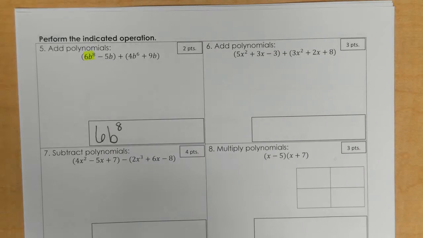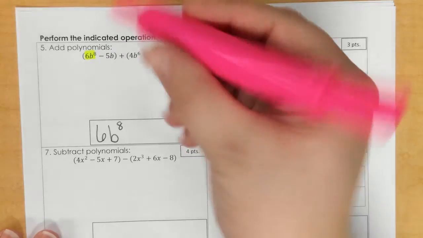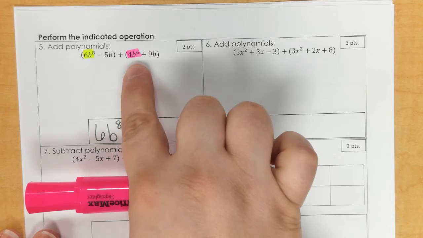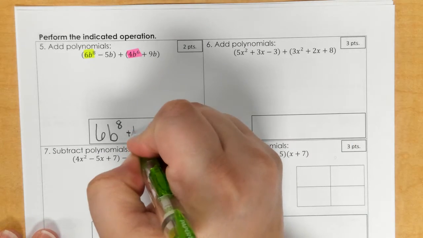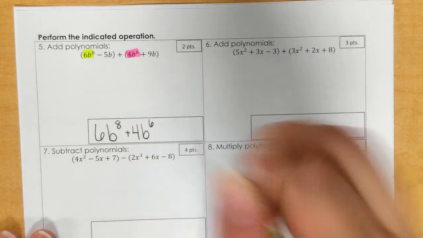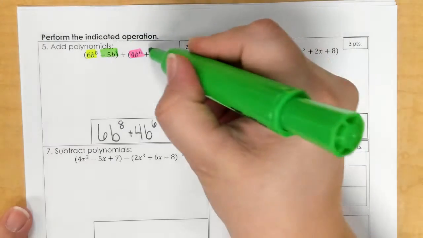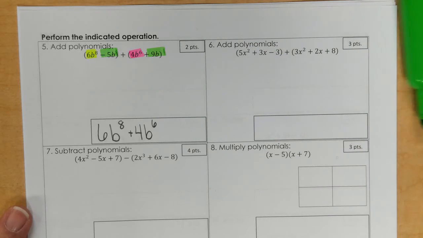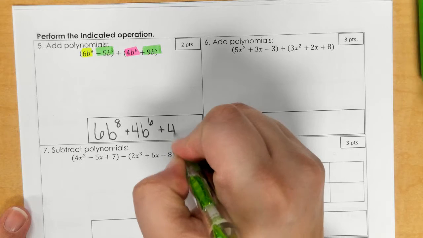And then going in descending order down, we've got 8, then we have a 6, and as I can see, that cannot combine with anything. So I bring that down as well. And then lastly, your negative 5b can combine with 9b, and negative 5 plus 9 would be positive 4b.